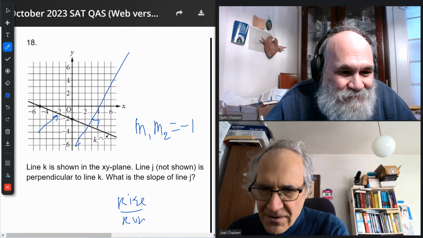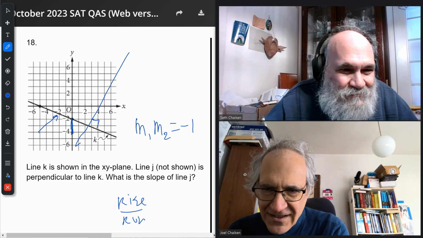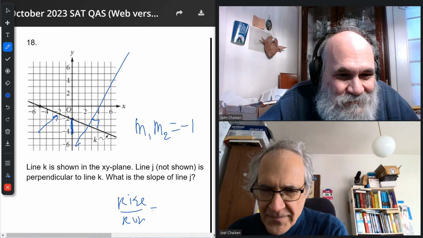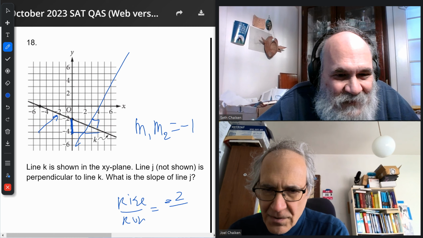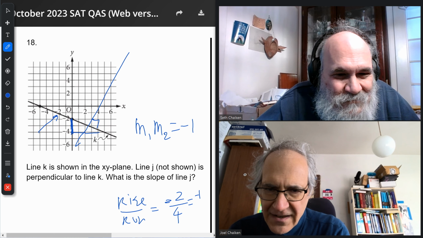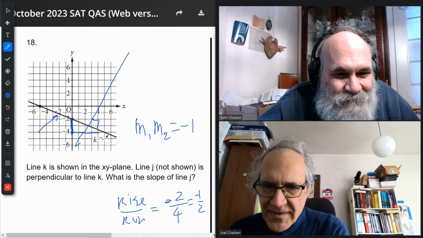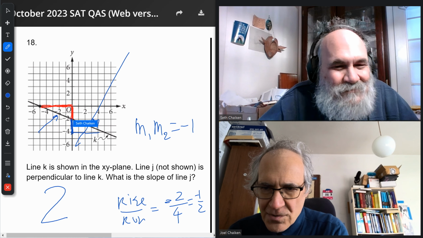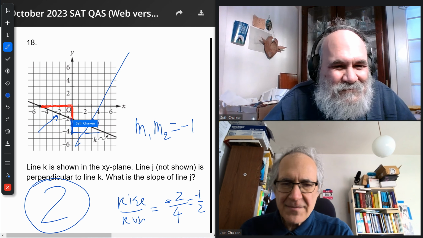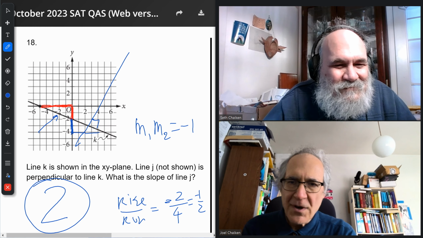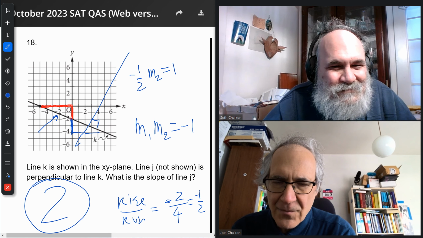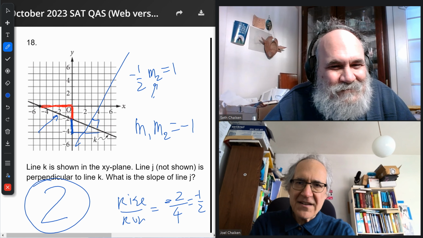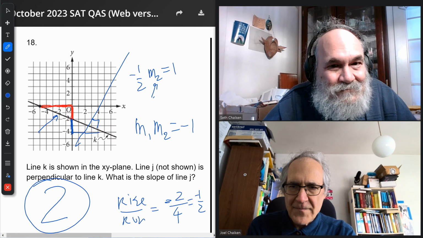So we figure it goes up. Now it's negative, it's a negative slope. It's down 2, but over 1, 2, 3, 4. So it's 2 over 4, which is -1/2. So the answer to our question is 2, because the negative reciprocal of -1/2 is 2. Or -1/2 times m2 is -1. We solve for m2, and it turns out to be +2.